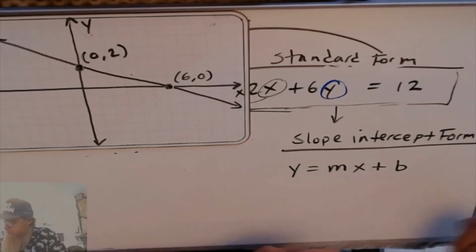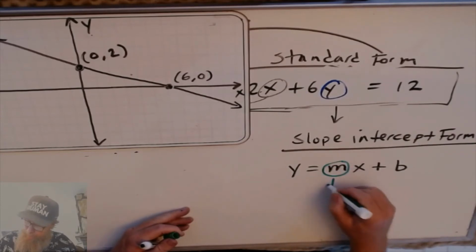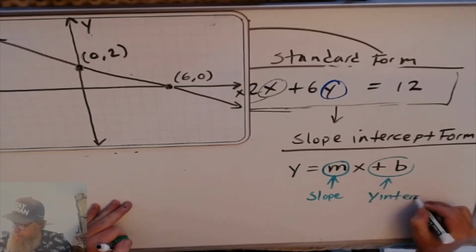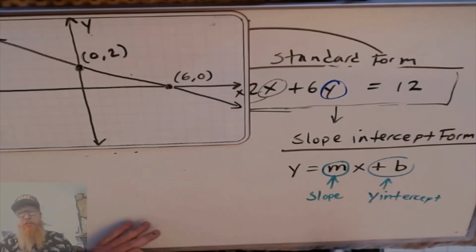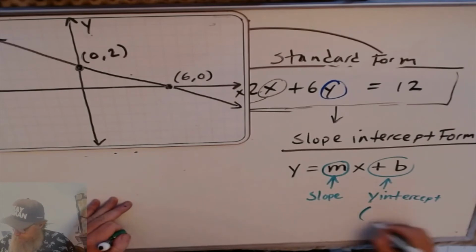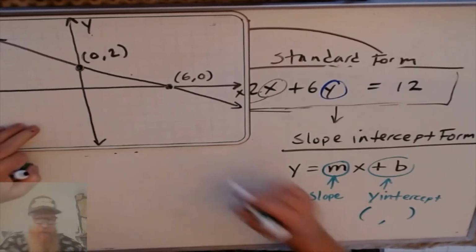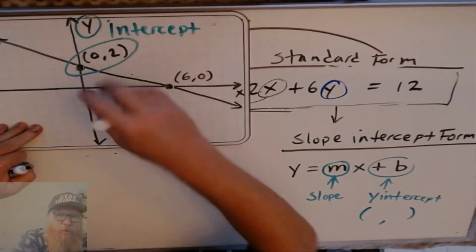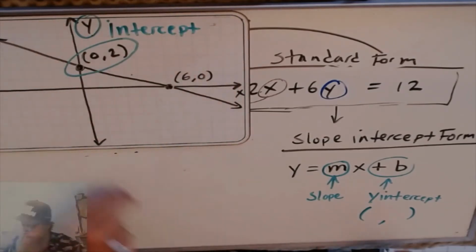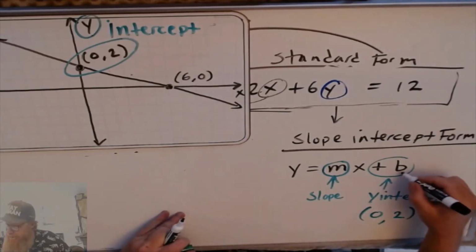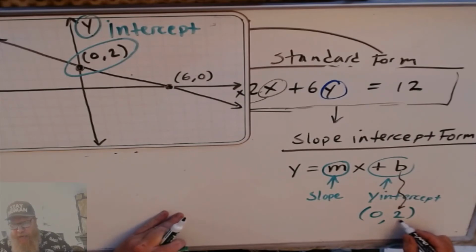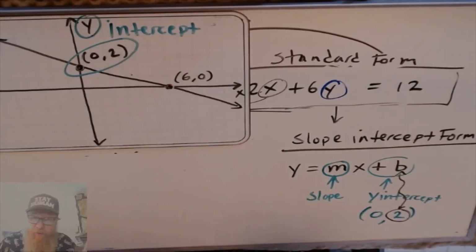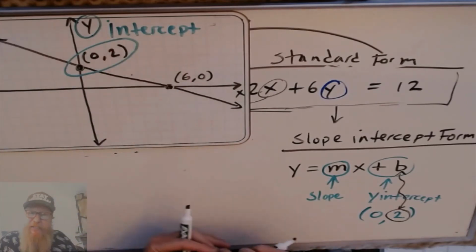M is called the slope. And b is called the y-intercept. So you have to make sure you pick the right y-intercept. Don't pick the x-intercept, pick the y-intercept. In other words, the point that is on the y-axis is the y-intercept. And so B is the second coordinate of the y-intercept. All right, so B is always the second coordinate of the y-intercept. So 0, 2, that means B is 2.